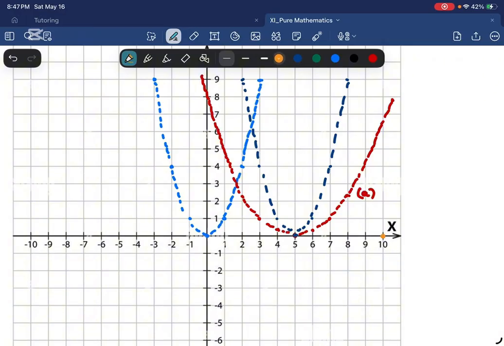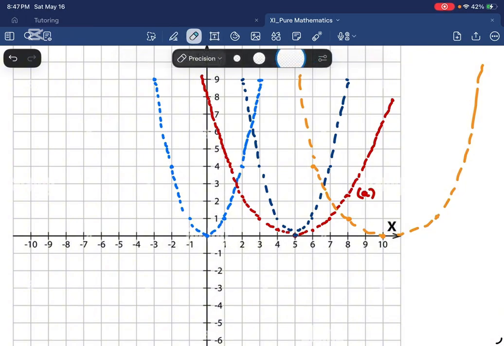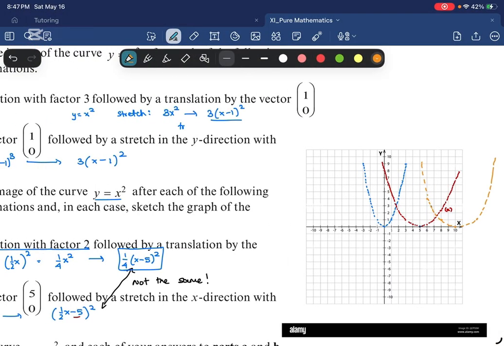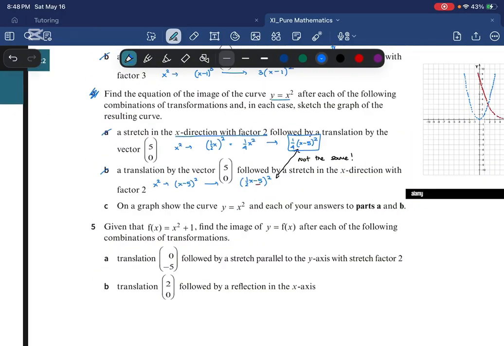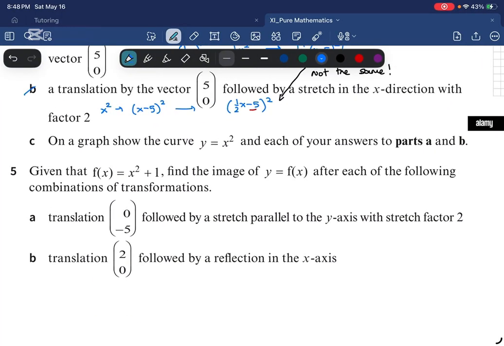So 5 becomes 10. My output does not change, right? 4 becomes 8. 6 becomes 12. And then 3 is going to become 6. So I'm going to get the orange curve for B, something like this. So you can see that they're not the same curve. So the order matters is basically what we're going for in this question. All right, question 5. Given that this is given, find the image, basically find the equation.